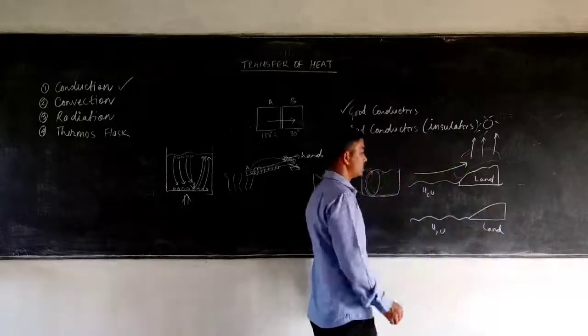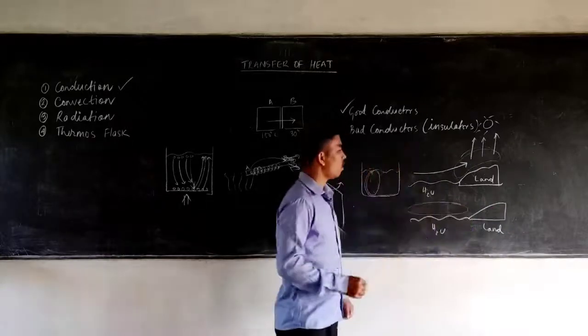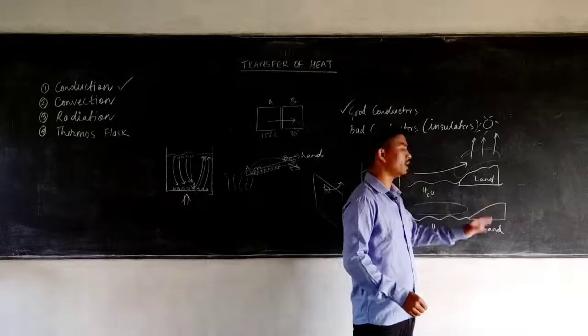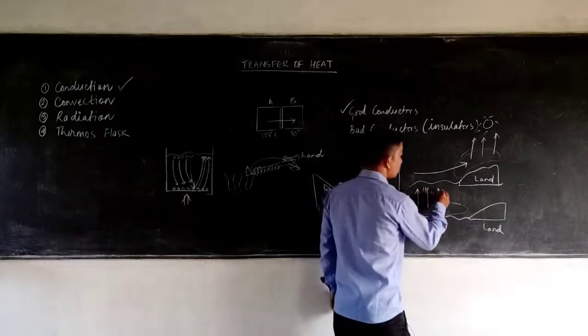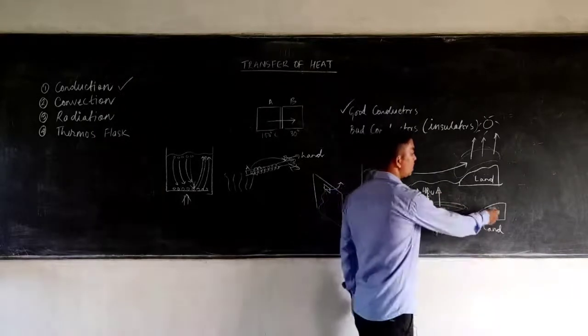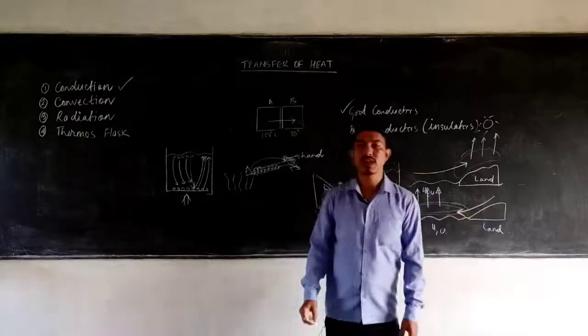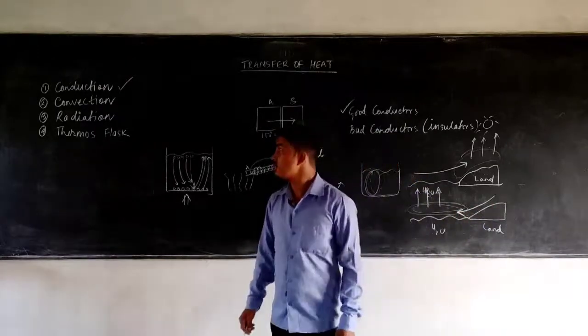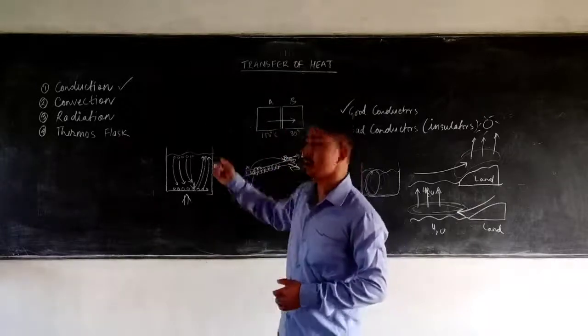Now at night, the air above the water is hotter than the air above the land. So the air above the water rises upward. Now to fill up this empty space above the water, the cold air from the land moves towards the seaside, and that is known as a land breeze. So this is the natural application of convection currents.